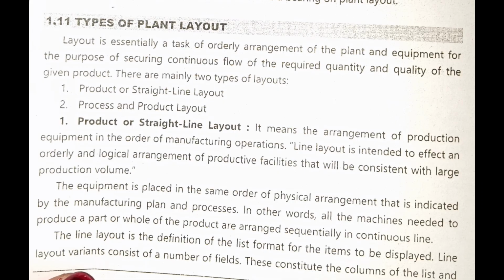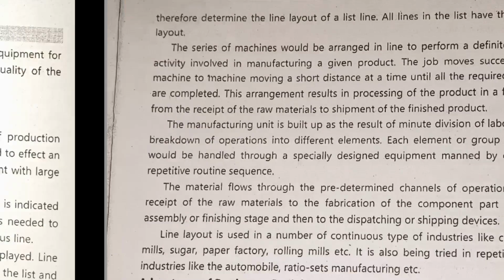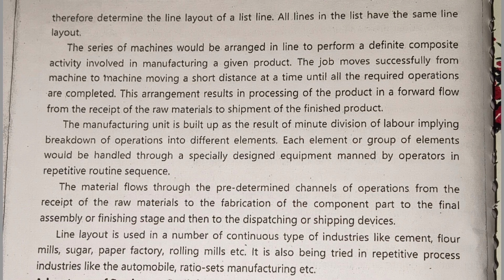The line layout is the definition of the list format for the item to be displayed. Line layout variants consist of a number of fields. This constitutes the columns of the list and therefore determines the line layout of a list line. All lines in the list have the same line layout.